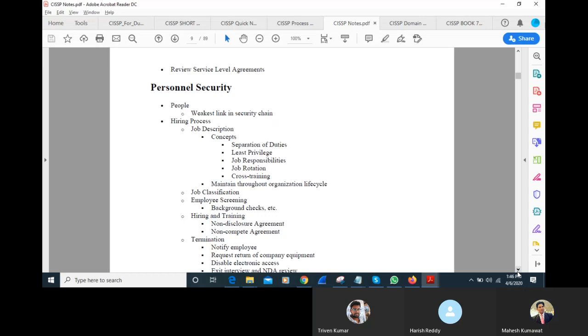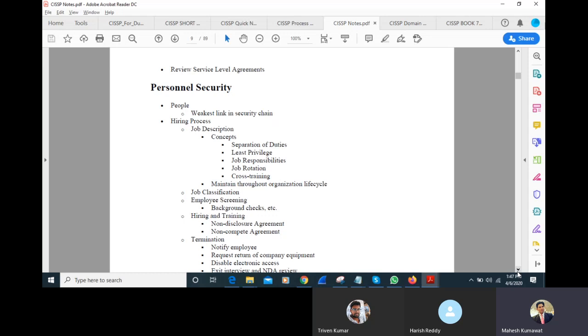So the hiring process: job description, concepts, separation of duties, what type of duties, least privileges we need to provide once the user is going to join. Job responsibilities, job rotations, cross training. These are the things we need to provide. We need separation of duties, and least privilege we need to provide.